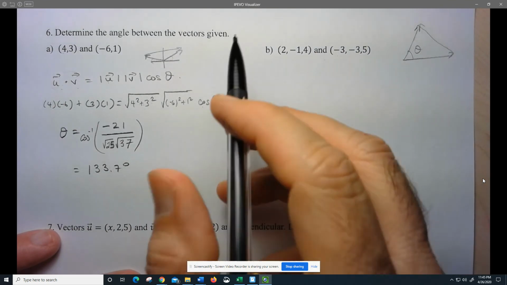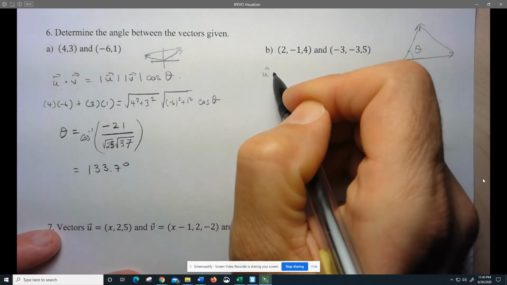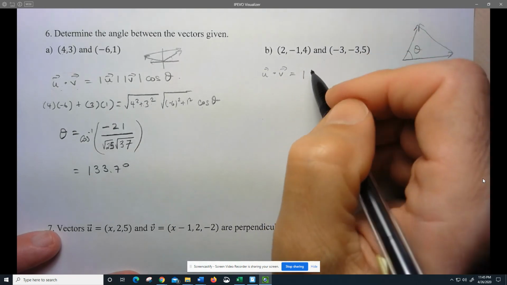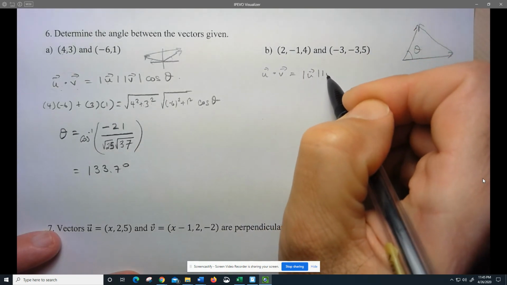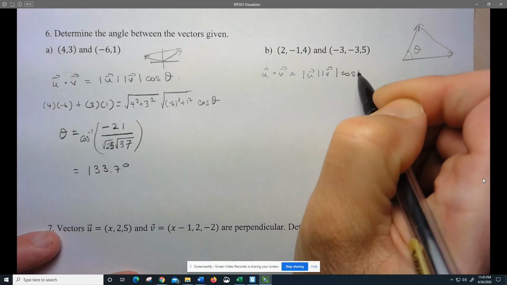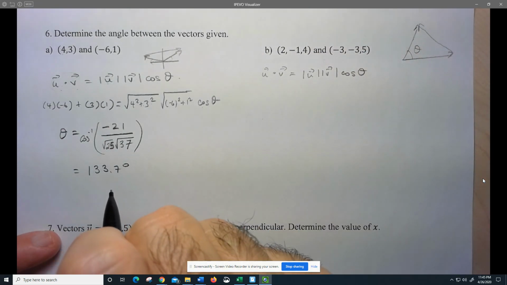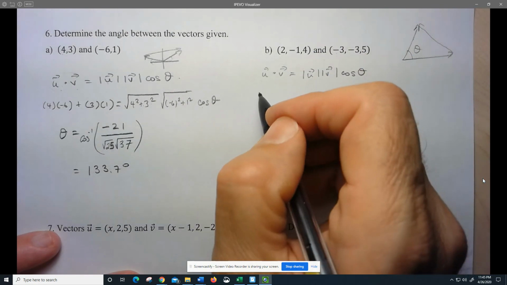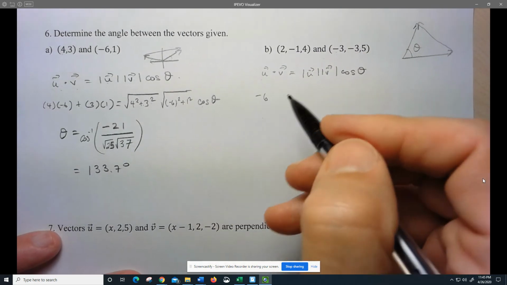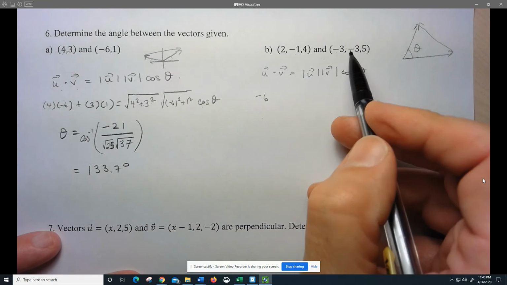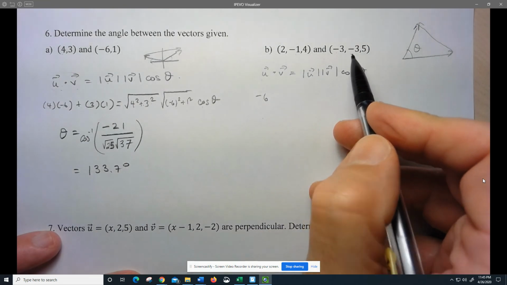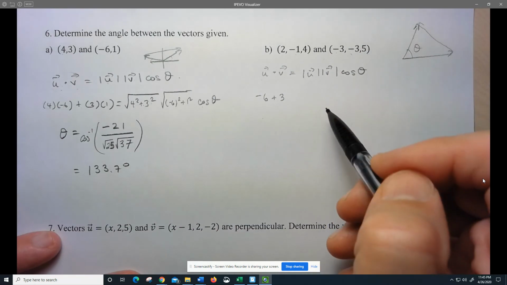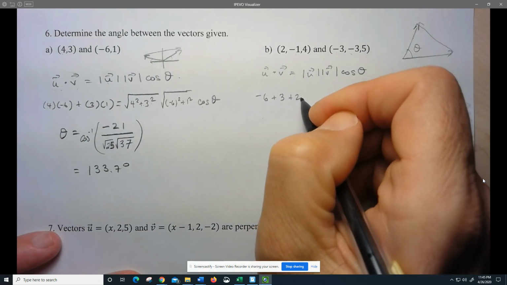Whereas now, if I use my good old trusty dot product, I can determine this much quicker. So let's start by finding the dot product. So 2 times negative 3 is negative 6. So you see here I go a little faster. Negative 1 times negative 3 is positive 3, so plus 3. And then 4 times 5 is 20, so plus 20.